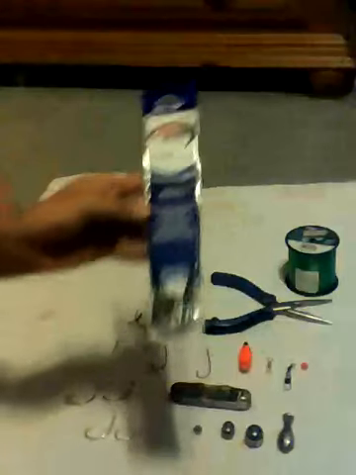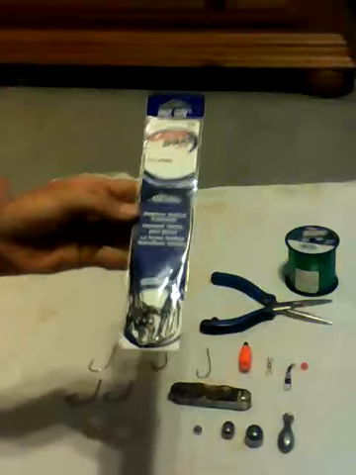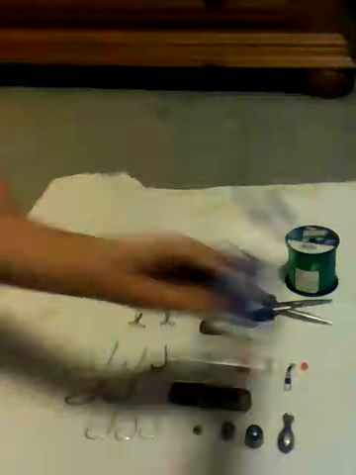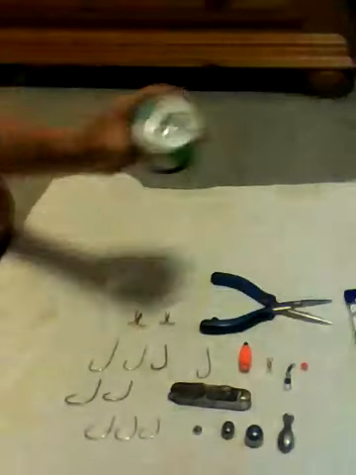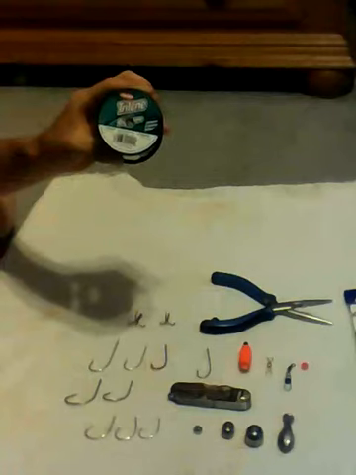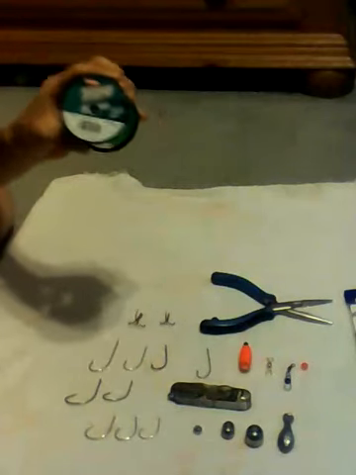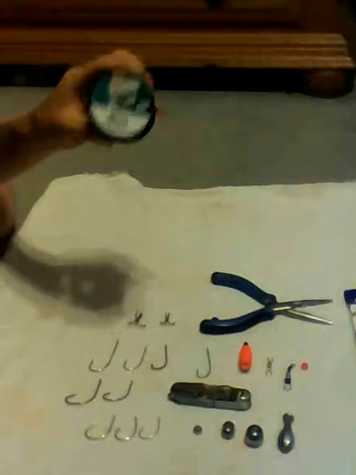These are size 1 saltwater hooks. These are a little smaller for smaller fish, and they're still strong and durable. What I have here, I showed you this in the last video, is Berkley Trilene Big Game line. This is 50 pound line and it's really good for leaders and to tie your hook onto.